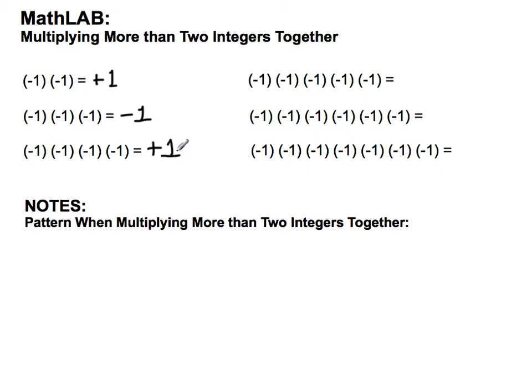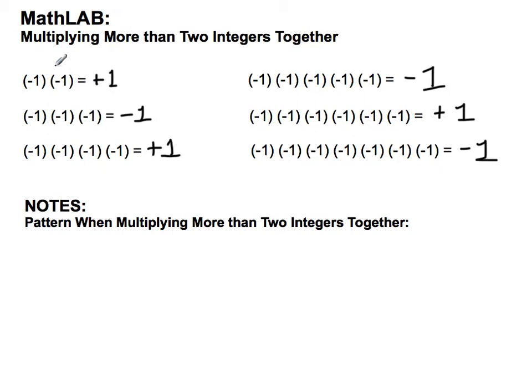Now you can do these in your calculator, but I would prefer you use your head and practice getting them right off the top of your head. So negative 1 times negative 1 is positive 1. Positive 1 times negative 1 is negative 1. Negative 1 times negative 1 is positive 1. And positive 1 times negative 1 is negative 1. Okay? So again, if you do the rest, you're going to see a pattern.